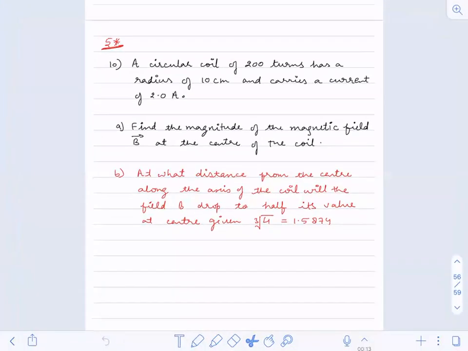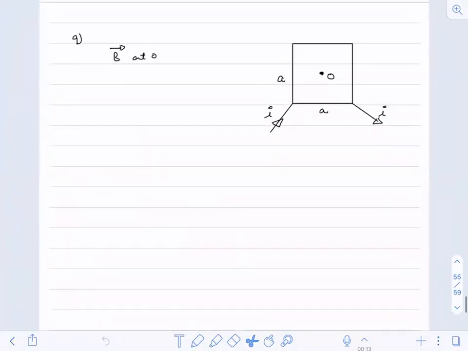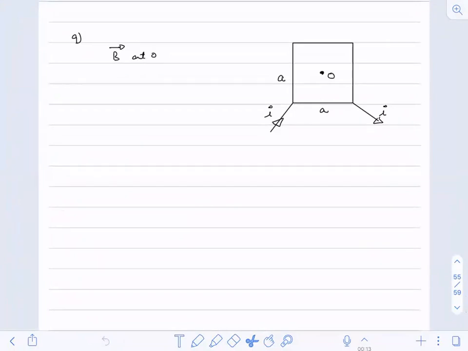Just look at this sum. We are supposed to calculate the magnetic field at point O. So let us do that.